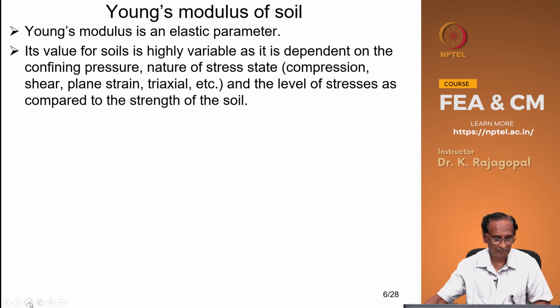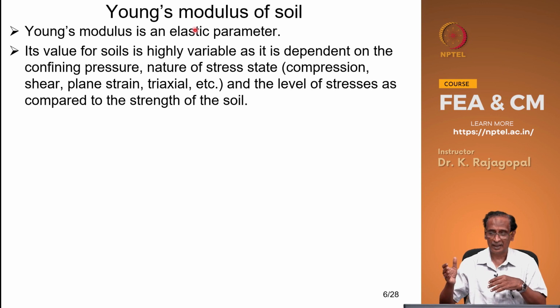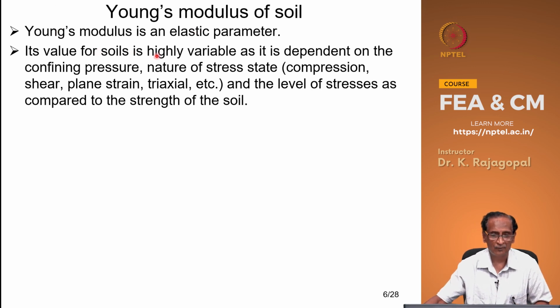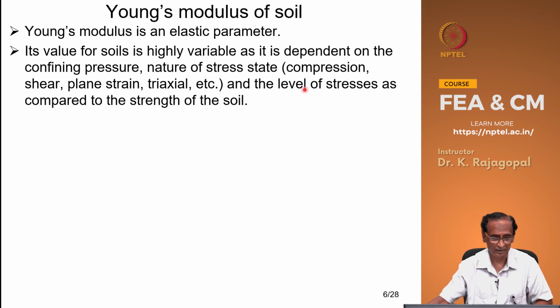And how do we determine the Young's modulus? Because the Young's modulus is actually an elastic parameter. It is related only to elastic stresses and not to plastic stresses. So its value for soils is highly variable, as it is dependent on the confining pressure, the nature of the stress state, whether it is compression or shear, or whether it is plane strain or triaxial or oedometric, and so on, and also the level of stresses compared to the strength of the soil.